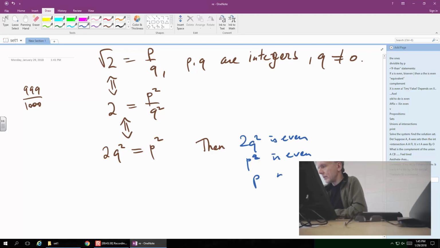So p squared is even, so p is even. That's the logic, with slightly more expanded logical links here. So 2q squared is even. Okay, there we see 2 right there, so it's divisible by 2. P squared is the same exact number, so certainly it's even. The last step needs a little bit of an explanation. So how do we justify the last statement? P squared is even, and then p is even.